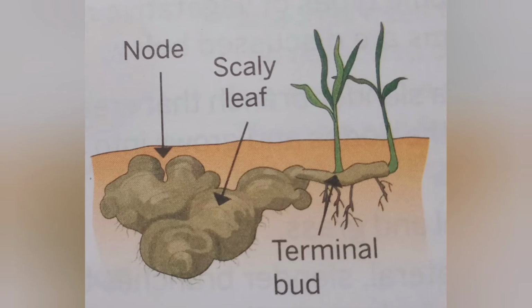Next we will come to rhizome. Rhizome comes under ginger and has scaly leaves at the nodes. The axil of the scaly leaf has buds which grow into a new shoot upwards. So you can see in the picture it grows into a new leaf upward.